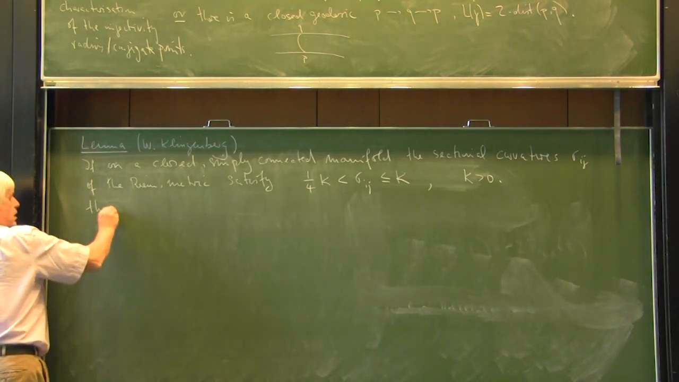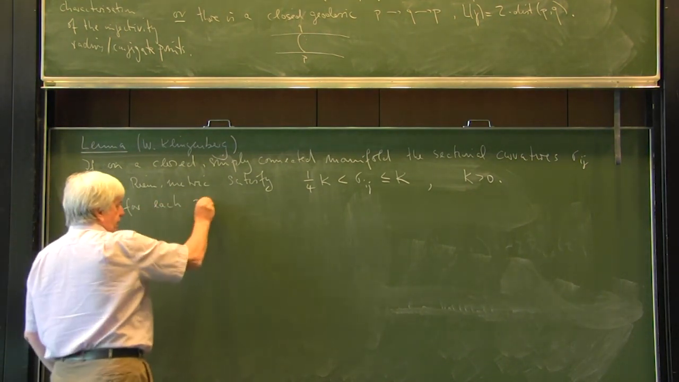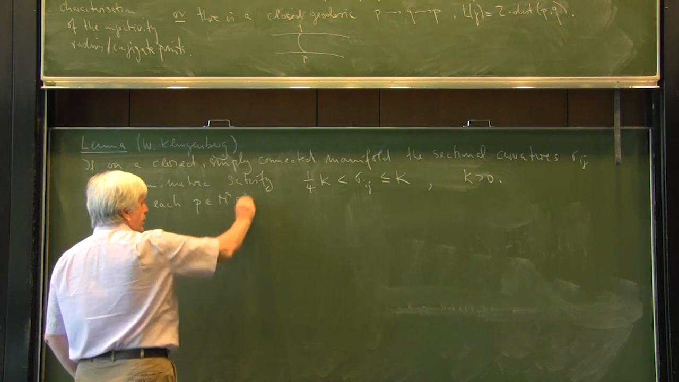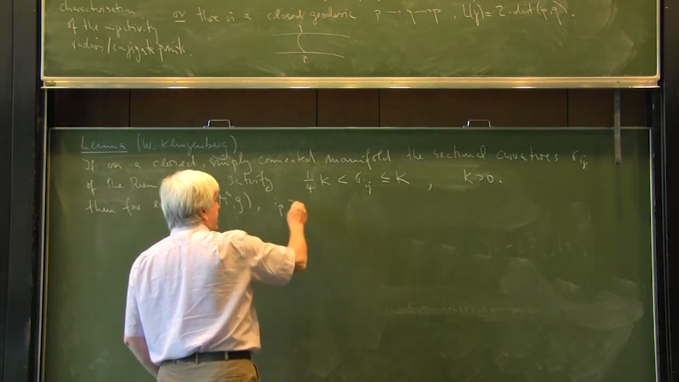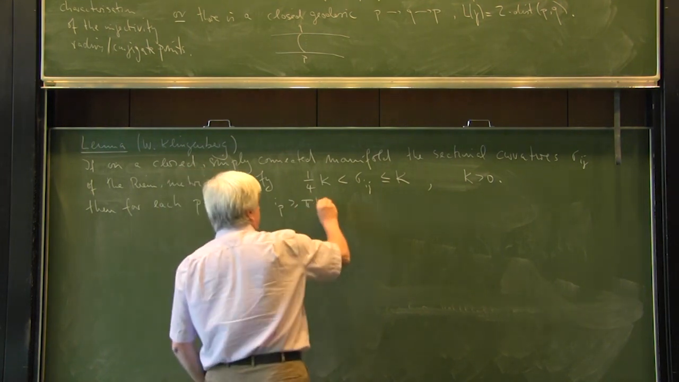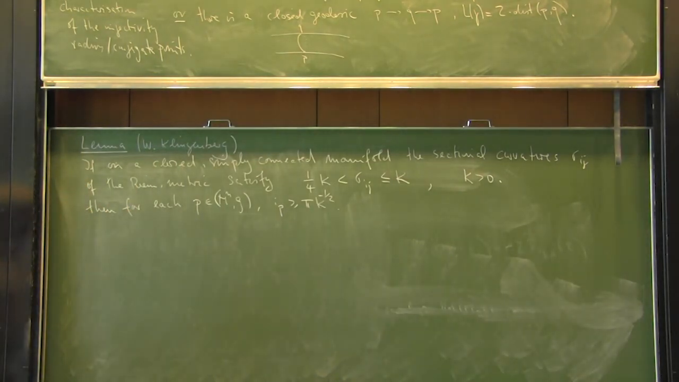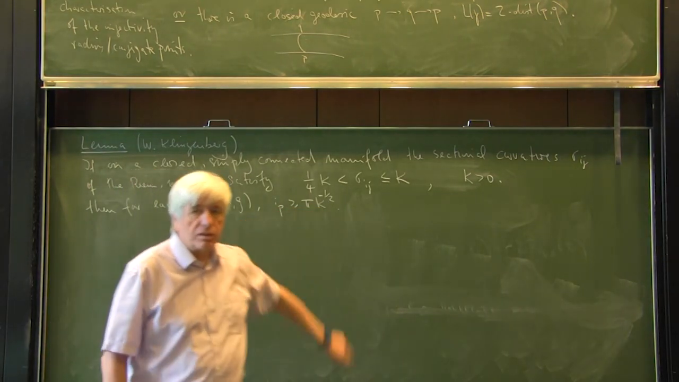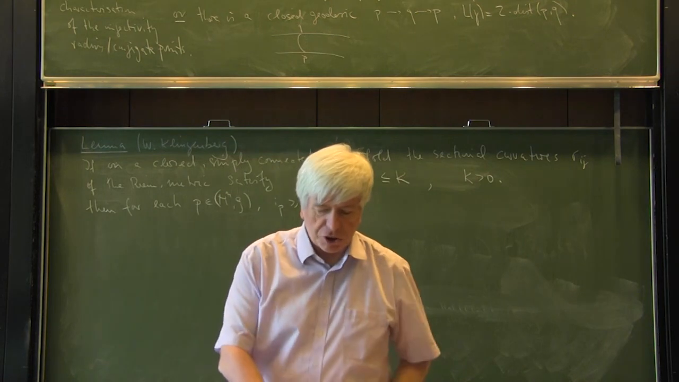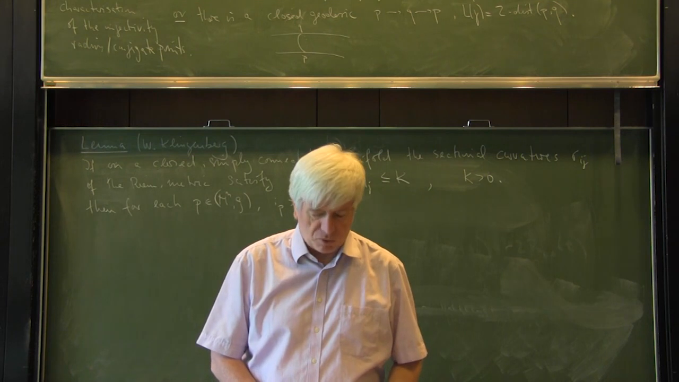then for each p in the manifold, we get that the injectivity radius at p is bigger than pi times k to the minus 1/2. And this is, of course, the number that you would get on the sphere of sectional curvature 1, because then you go distance pi from the North Pole to the South Pole.